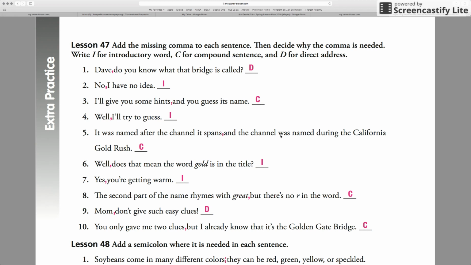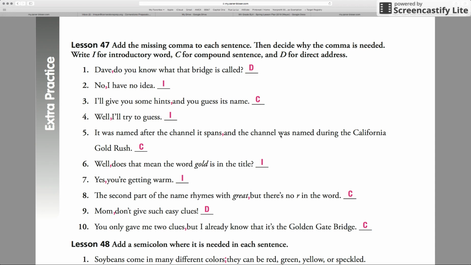So just to briefly review, if you have an introductory word, that's also considered an interjection, and you're separating that from the rest of the sentence. If it's a compound sentence, you're using the comma to separate 2 independent clauses. And then if it's a noun of direct address, think about addressing somebody. So when you address a letter, you're putting somebody's name on it. When you use a direct address, you are addressing a particular person using their name.